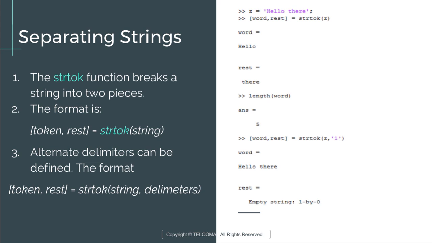Next is separating strings. The strtok function breaks a string into two pieces. The format for the same is in square brackets write token comma rest, and this is equal to strtok, and in parentheses write string. Alternate delimiters can be defined for the same, and the format is in square brackets write token comma rest, this is equal to strtok, and in parentheses write string comma delimiters.